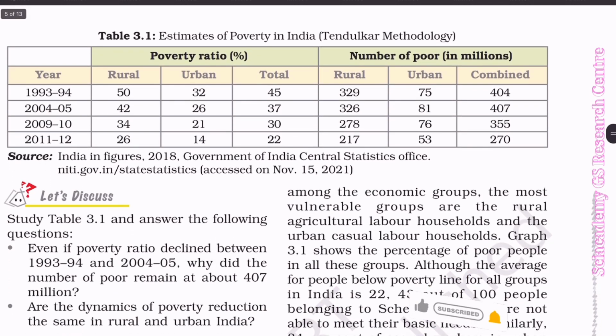Let's discuss study table 3.1 and answer the following questions. Even if the poverty ratio declined between 1993-94 and 2004-5, why did the number of poor remain at about 407 million? Are the dynamics of poverty reduction the same in rural and urban India?